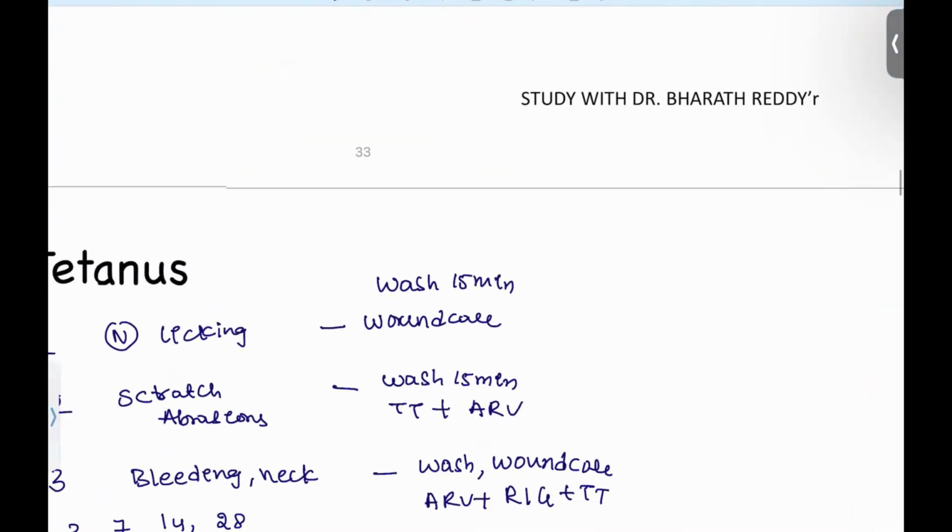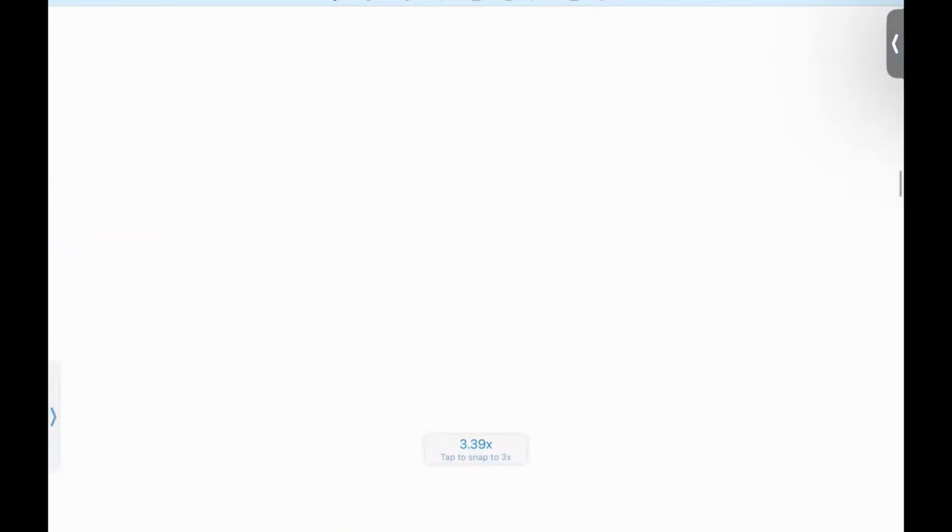Next, coming to tetanus. How is tetanus classified? In tetanus also we have different categories: category A, category B, category C and D. What are these four categories?